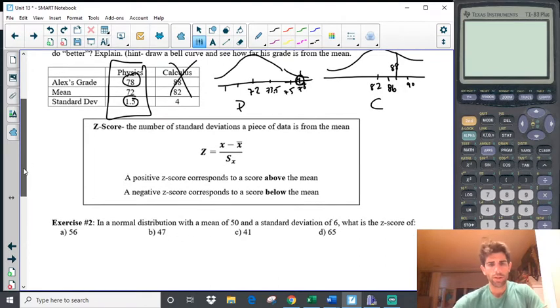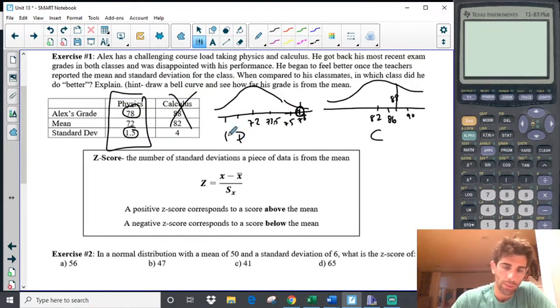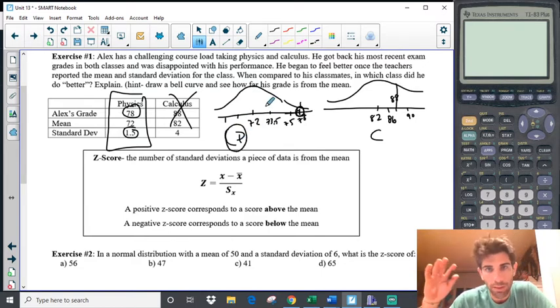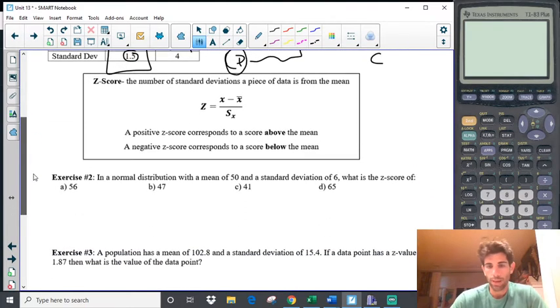Now, calculating a z-score. The z-score is the number of standard deviations a piece of data is from the mean. Here we were indirectly looking at it by seeing how far he was from the mean, and that's what we're going to call a z-score. It's the number of standard deviations you are from the mean. A positive z-score means you're above the mean, and if it's negative, then you're below. Now here is how simple it is.